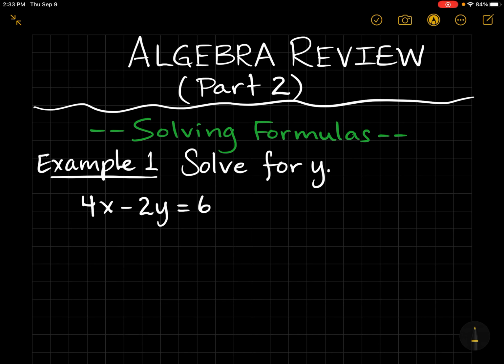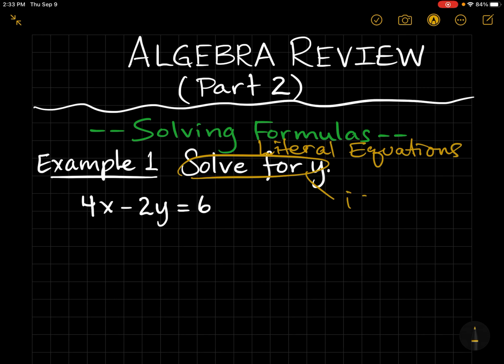Solving formulas is also known as solving literal equations. And usually there's more than one variable in the equation. But we're trying to solve for y here, which means isolate y, or get y by itself.